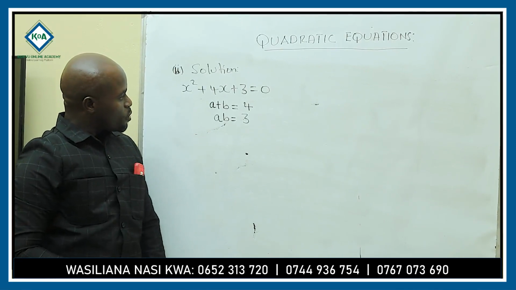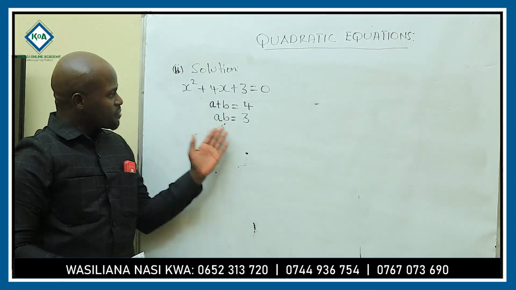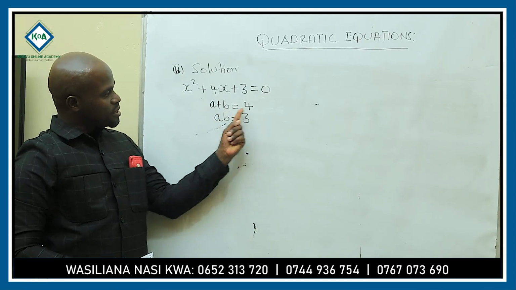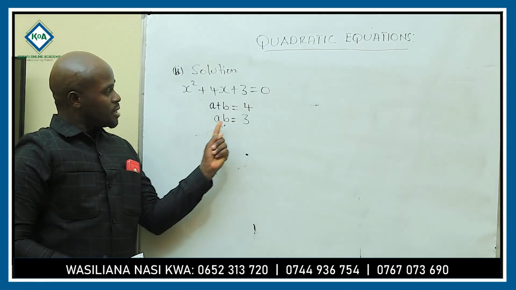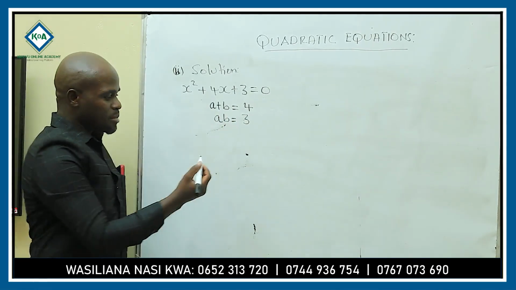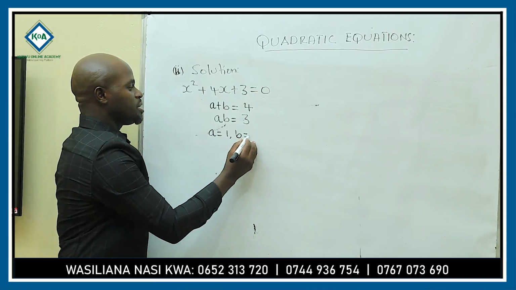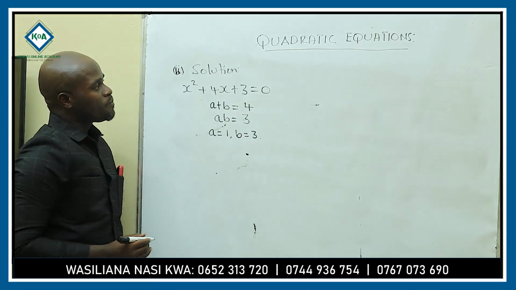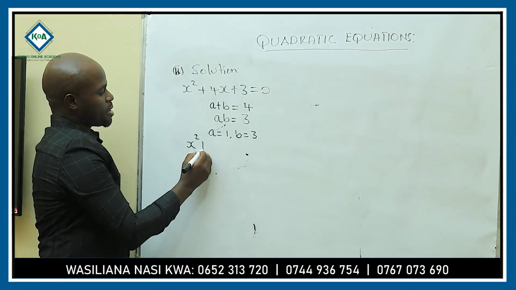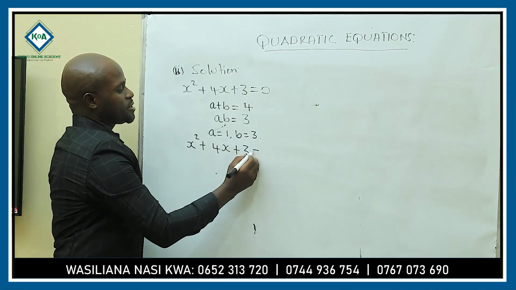Yes. Maybe try 1 and 3. If you try 1 plus 3, the answer is 4. And 1 times 3, the answer is 3. Yes, so it is 1 and 3. So our numbers are 1 and 3. So a can be 1 and b is equal to 3. Then we come back to our equation, x squared plus 4x plus 3 is equal to 0.